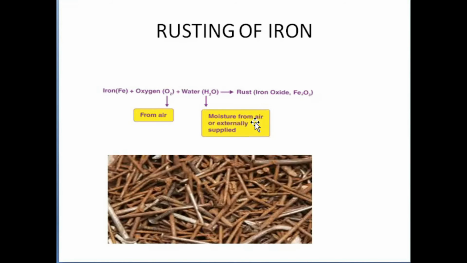Next, we have rusting of iron. Corrosion of iron is called rusting. Rusting of iron takes place due to the reaction between iron, oxygen, and water. And this rusting of iron can be prevented by applying oil or grease, applying paint, and coating a layer of metals like zinc or chromium. With this, we have finished the chapter.